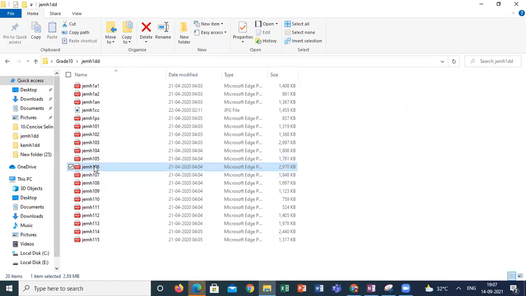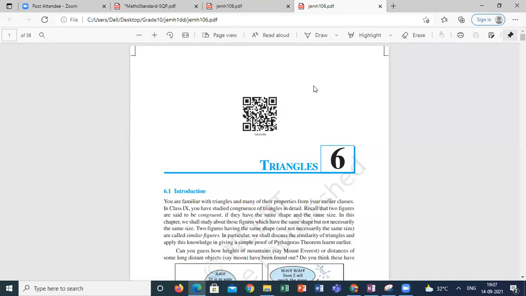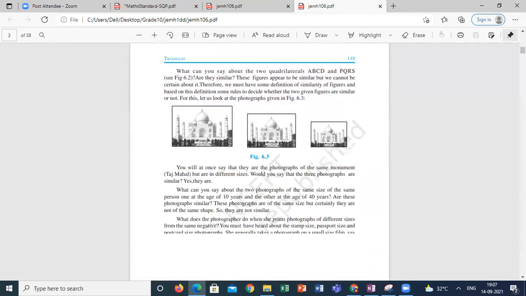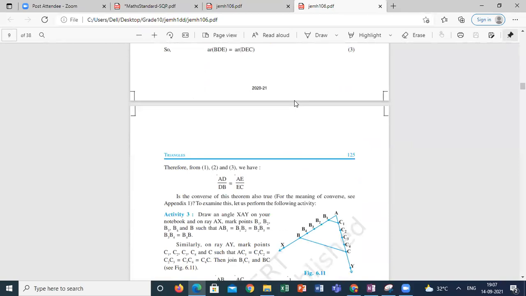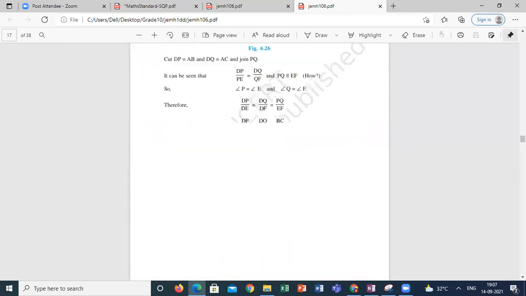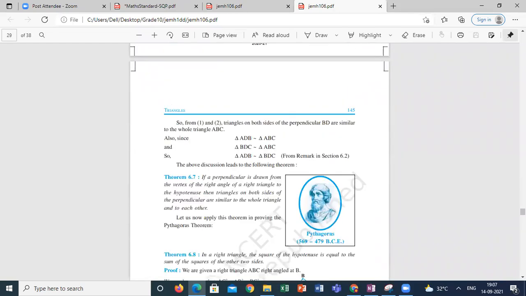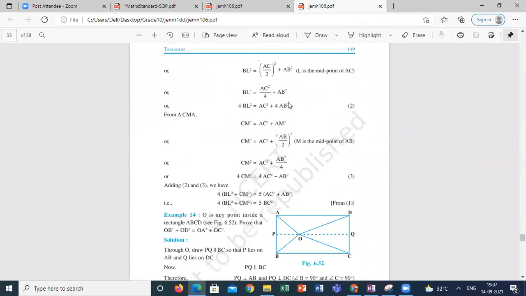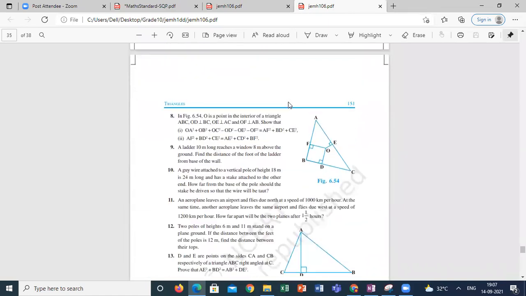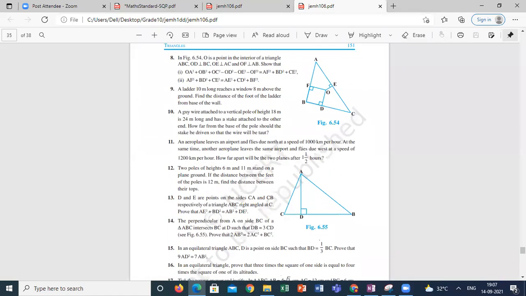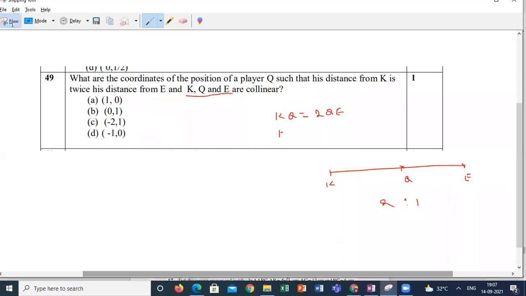Thank you, sir. Ma'am, what is the page number? 151, sir. Exercise 6.6, sir. Which question? 11, sir. An aeroplane leaves an airport. We are done with this question, no? We have done it, sir, but I don't get it properly.